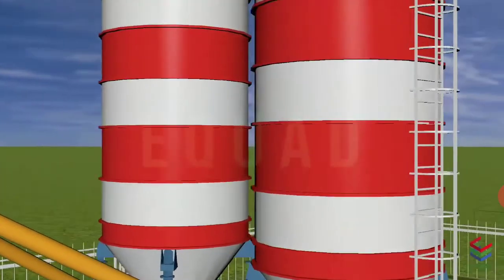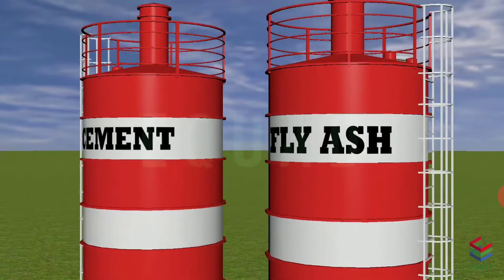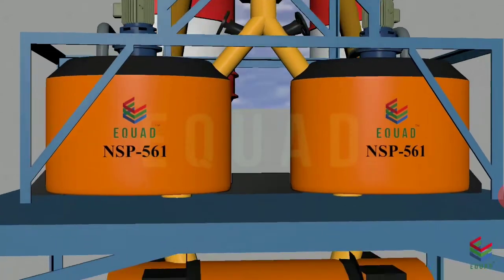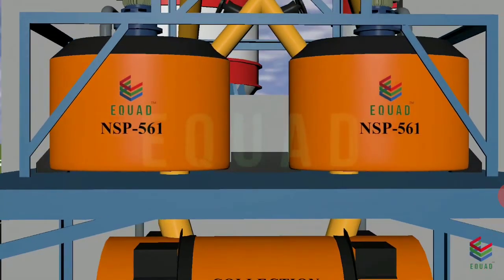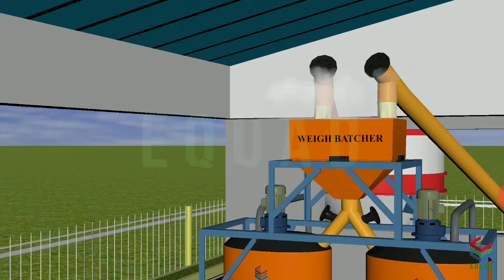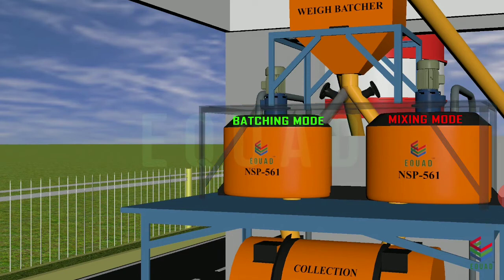So here you can see the materials storage, that is the raw materials which it requires in the manufacturing process, that is cement and fly ash. Here you can see the weighing batcher. Here the quantity of the materials can be considered based upon the proportions. So this is the collecting bin. In the weighing batcher, how much quantity of the materials are required, right?